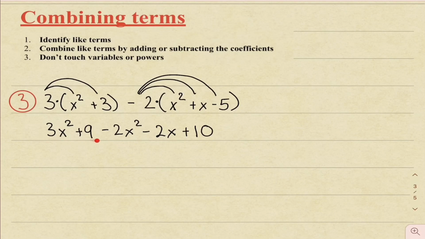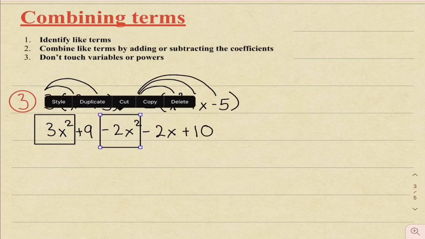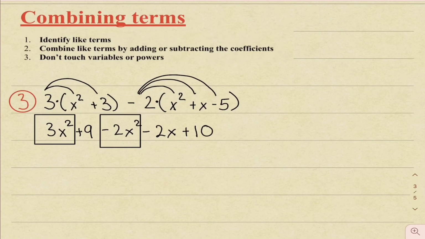We can go ahead and identify like terms. So I have 3x to the power of 2. Let me make a square. Do I have any like terms? Yes. Negative 2x squared. So I'm going to make a square here as well. Now I have positive 9. Do I have any like terms? Yes. I have positive 10, right? And then I'm left with negative 2x. Negative 2x doesn't have any like terms.